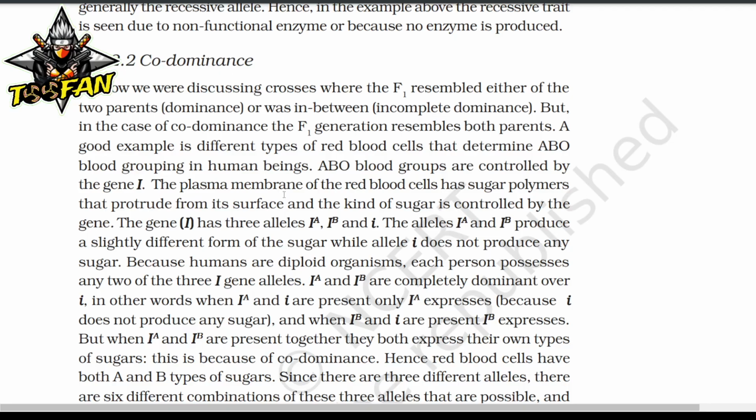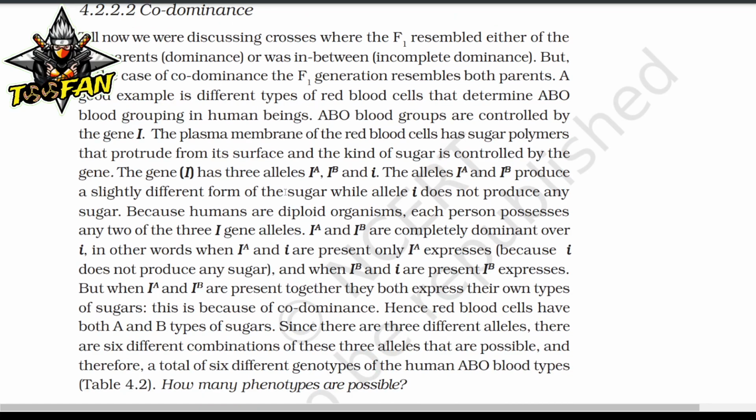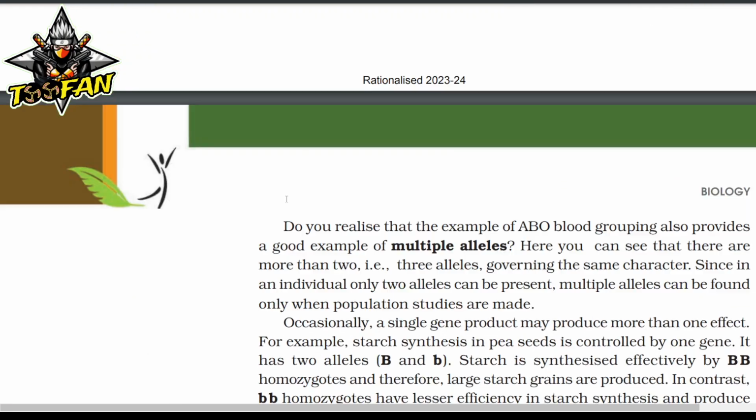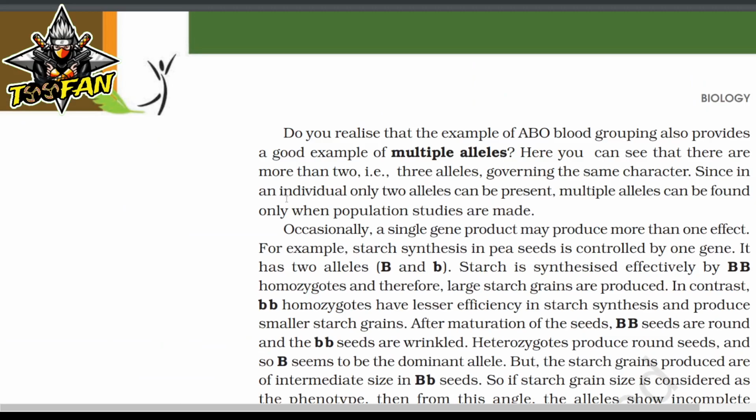Since there are three different alleles, there are 6 different combinations of these three alleles possible, and therefore a total of 6 different genotypes of the human ABO types. How many phenotypes are possible? Calculate now. Realize that this example of ABO blood grouping also provides a good example of multiple alleles. Here you can see that there are more than 2, that is, 3 alleles governing the same character.